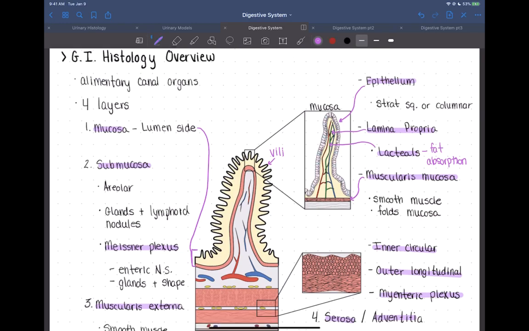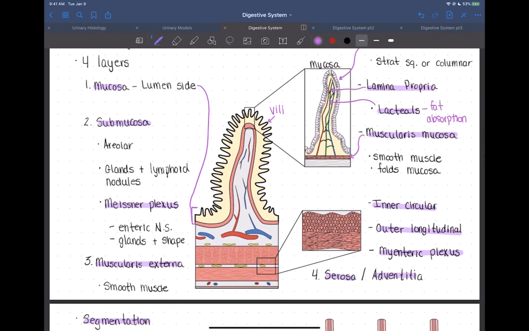Okay, so then our next layer is going to be this kind of gray layer here, right? That's going to be the submucosa. All right, and so the submucosa is going to be a lot of areolar connective tissue. This is one particular layer that is going to be different between a lot of the organs. You're going to find different glands, depending on which organ we're talking about. You're going to find some lymphoid nodules, right? Those collections of lymphocytes in some of them.